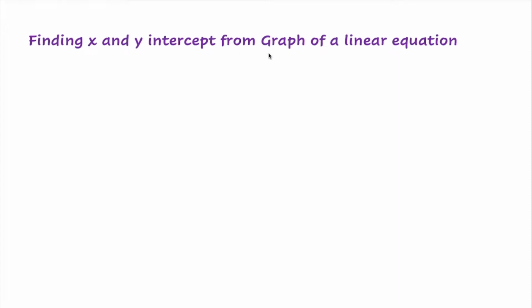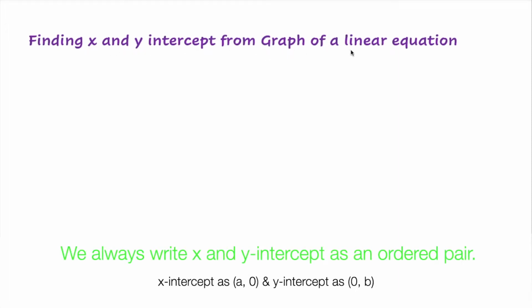X and Y-intercept given a graph and the linear equation. The graph, another word, line is given in the graph. So what is X-intercept and Y-intercept? This is the form where we would like to see an ordered pair.